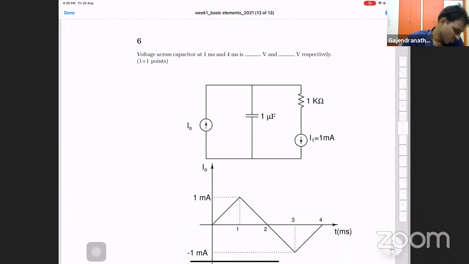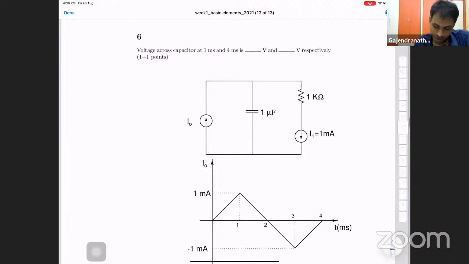Now this question is: the voltage across the capacitor at 1 millisecond and 4 milliseconds is, respectively. Now the current through the capacitor is given and we are being asked to find the voltage across the cap. Okay, how do I find the voltage across the cap? We have to find the voltage across the capacitor at 1 millisecond and 4 milliseconds.